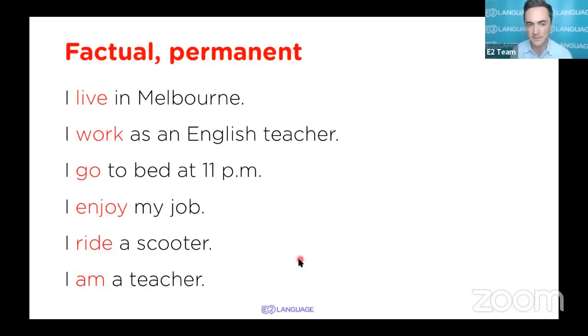So let's talk about verbs that are factual and permanent, like this. I live in Melbourne. I work as an English teacher. I go to bed at 11 p.m. I enjoy my job. I ride a scooter. I'm a teacher. So I'm using this simple present verb, live, work, go, enjoy, ride, am, because I'm conveying information that's factual and permanent. Just type into the chat one sentence, maybe one of these, about something factual and permanent about you. What's factual and permanent about you? Type it into the chat, please.